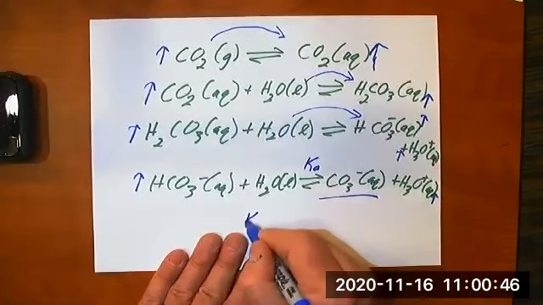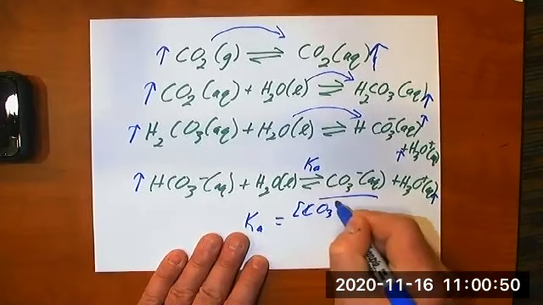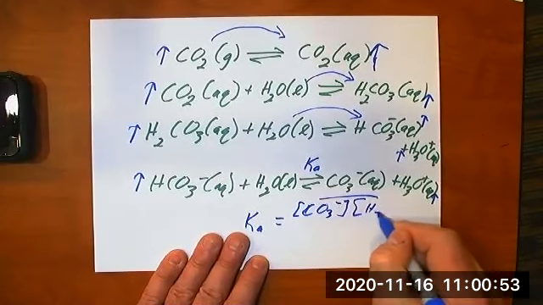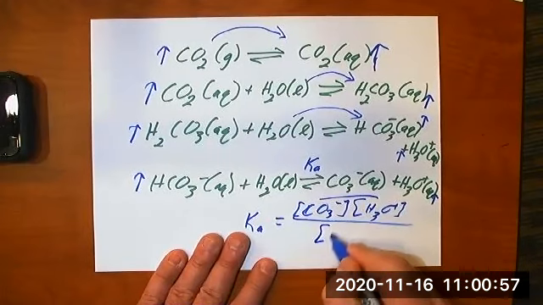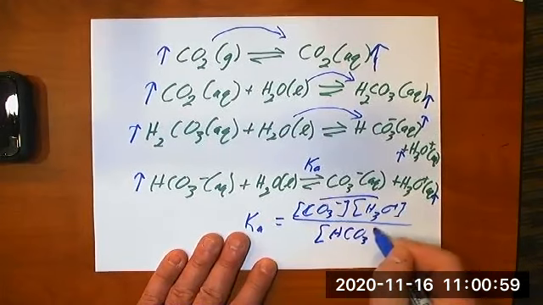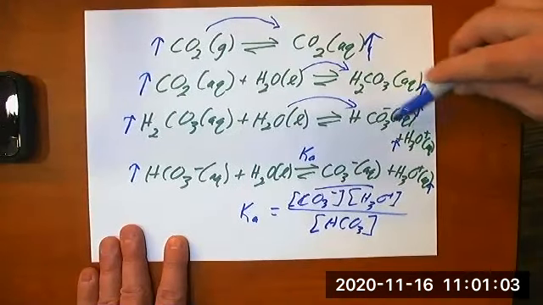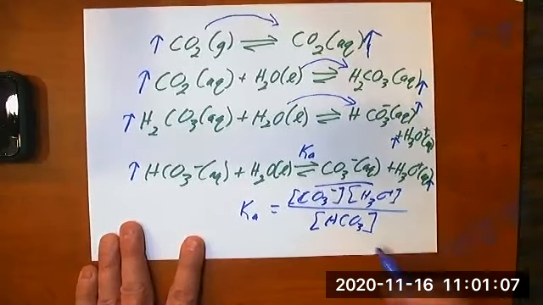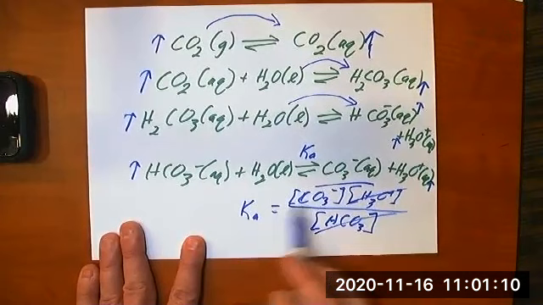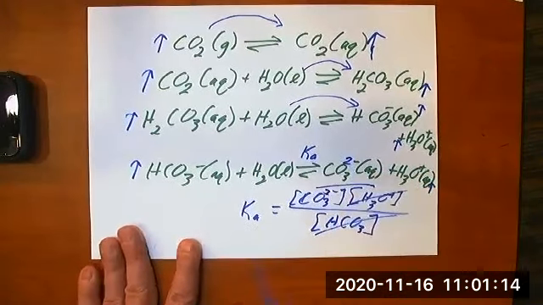If we write the expression here, Ka equals concentration of CO3 2 minus times concentration of H3O plus over concentration of HCO3 minus. Well, if these two concentrations are the same because both of them are being produced here, then those two cancel, and the CO3 2 minus ends up being our Ka.